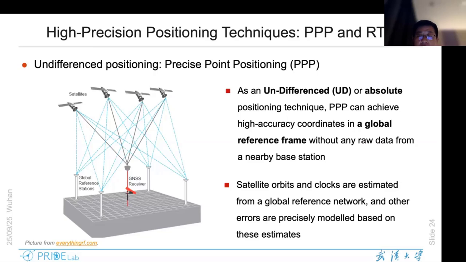And in this case, we need to rely on some precise corrections like the satellite orbits and the clocks, which are normally provided by the IGS, the International GNSS Service. We are going to talk about this IGS on Wednesday. And in the RTK positioning, this kind of precise satellite orbit and clock product is not necessary. But here, we need them as a prerequisite before we can do centimeter level and millimeter level positioning.